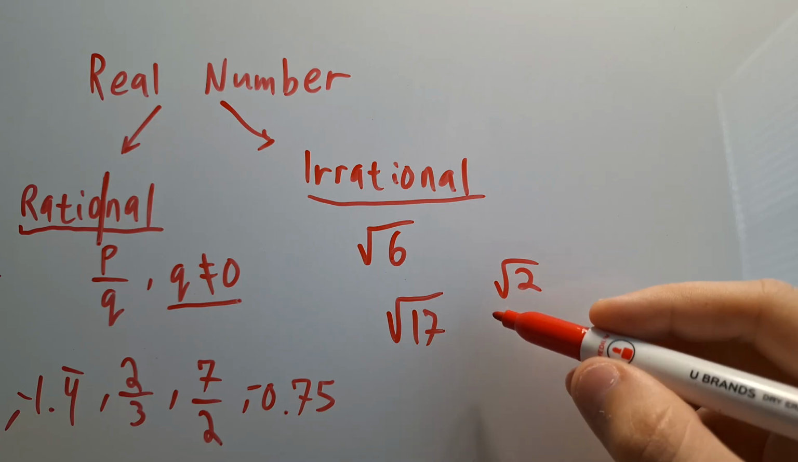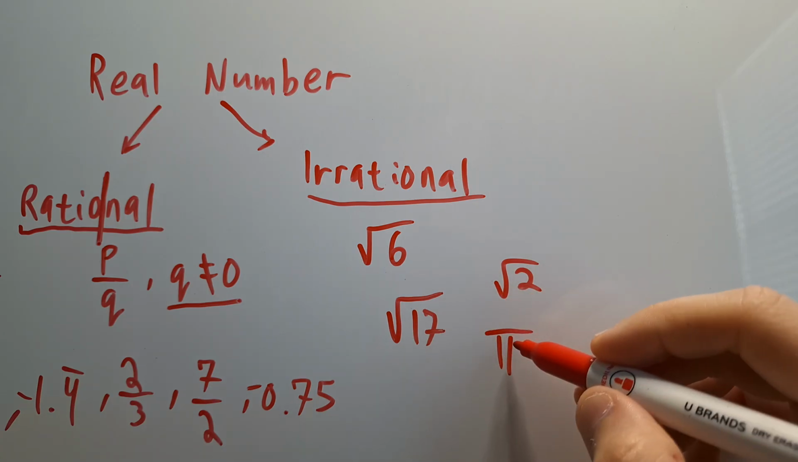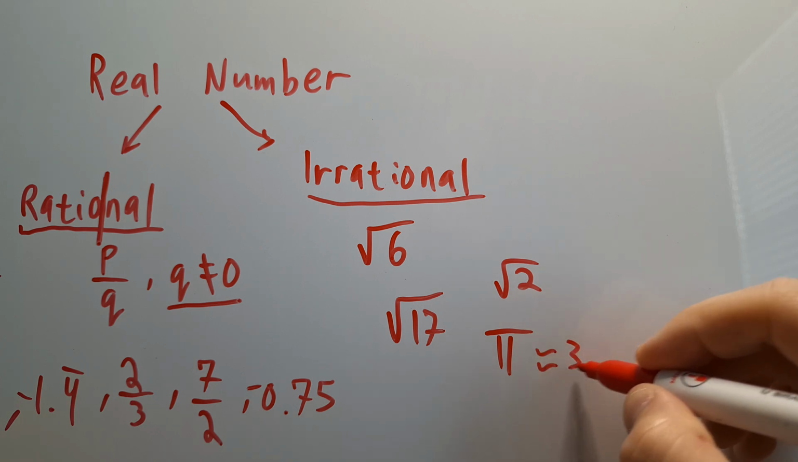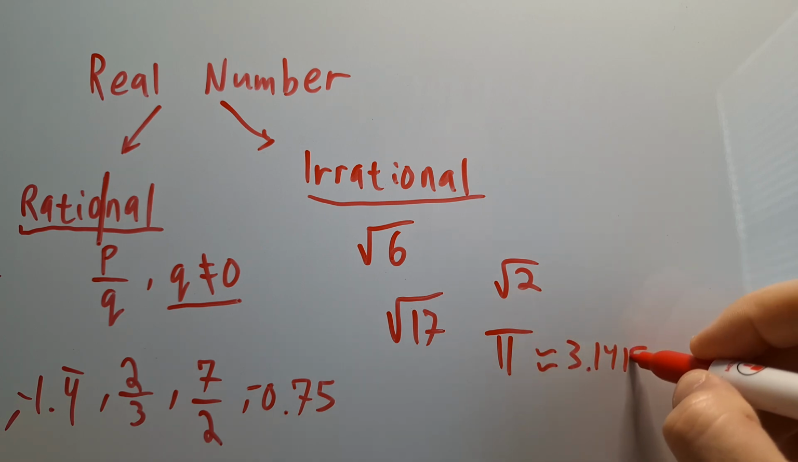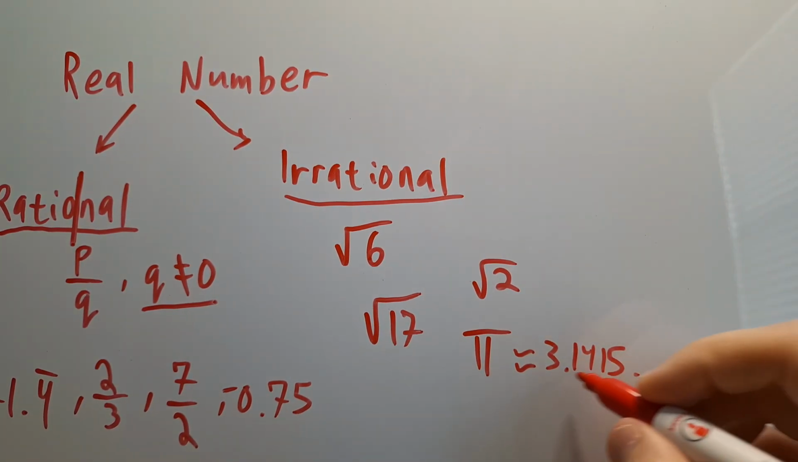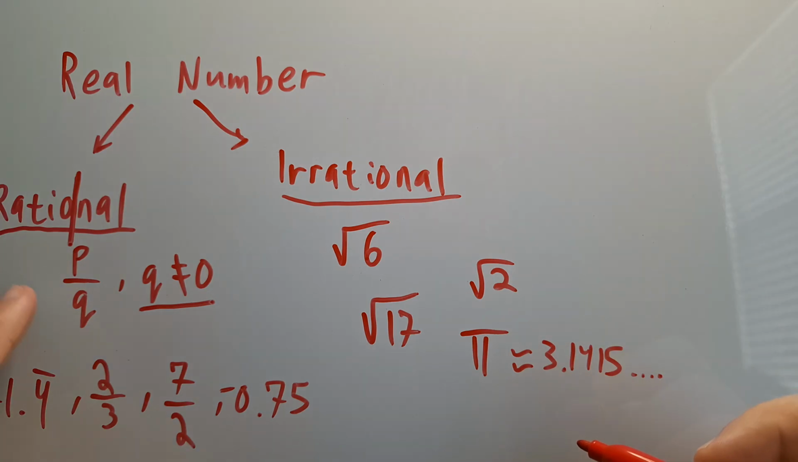Another very important irrational number, or a very popular one, is pi. Remember, pi is approximately equal to 3.1415, and so forth and so on. There's no pattern in this decimal notation, not a relationship between two integers, as mentioned before.